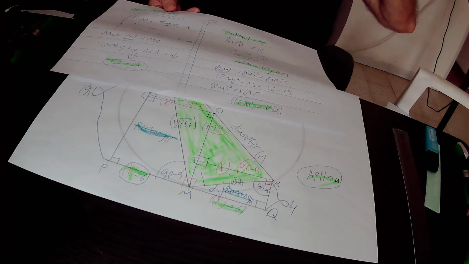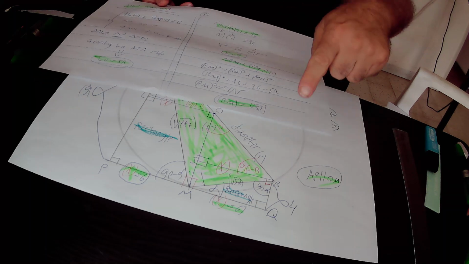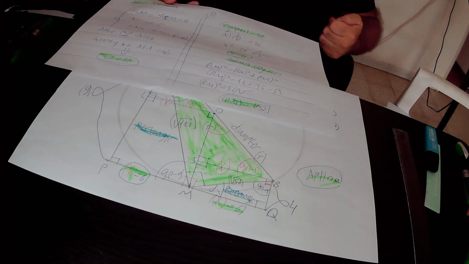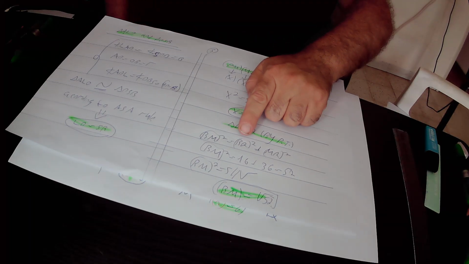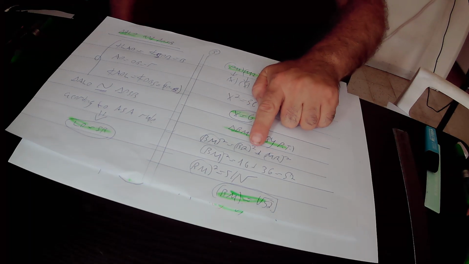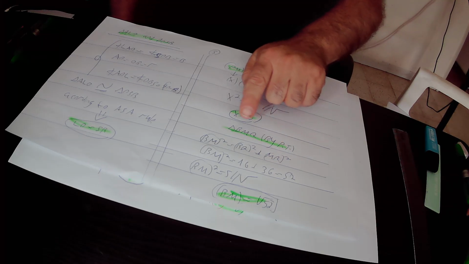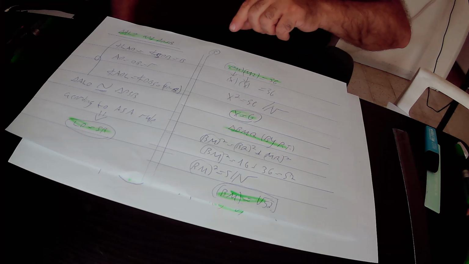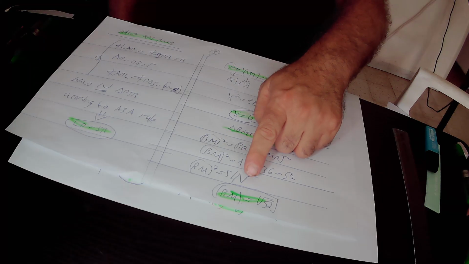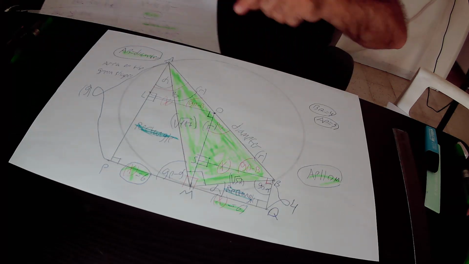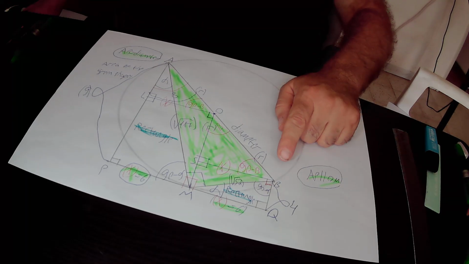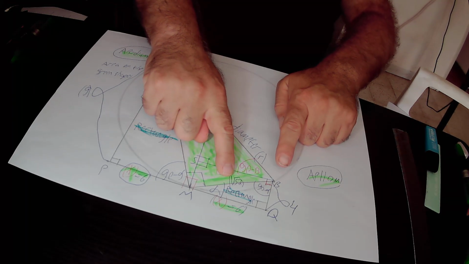BQ is 4, therefore BQ squared is 4 squared, which is 16. Plus MQ squared. MQ is 6, therefore MQ squared is 6 squared, which is 36. So BM squared equals 16 plus 36. 16 plus 36 is 52, so BM squared equals 52. Taking the square root, BM equals the square root of 52 units in length. This is side BM.